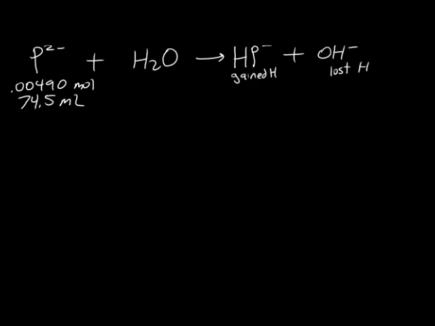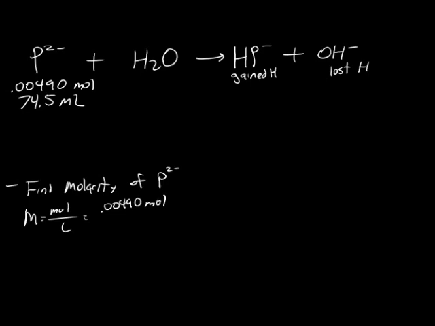Now, to construct this reaction table, we'll need to find the molarity of P2-. To find molarity, we take the moles divided by the liters. We have 0.00490 moles, and for our liters, we'll take the decimal point in this 74.5 and move it over by 3 positions, giving us 0.0745. When we divide, we will get 0.0658 molarity. We'll write that in the initial line underneath P2-.